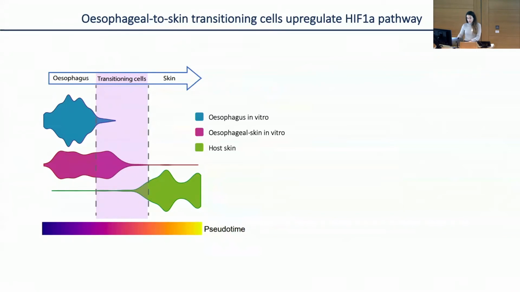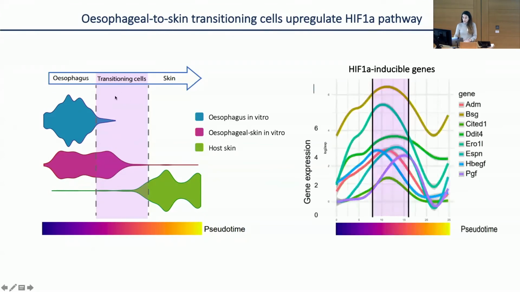And we analyzed the genes that were significantly differentially expressed in this region, in the transitioning cells. And we found something that really stood out was the hypoxic signature of these transitioning cells that was defined by an upregulation of HIF1 alpha inducible genes. So then the question was, is HIF1 alpha promoting the cell conversion or is it preventing it?